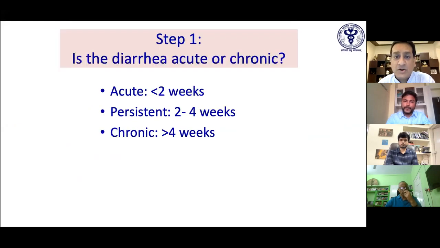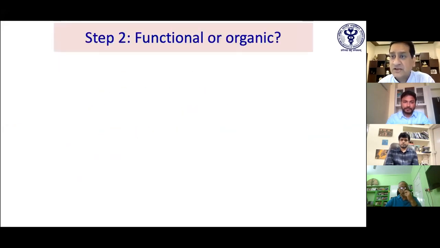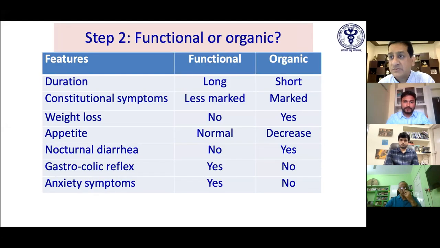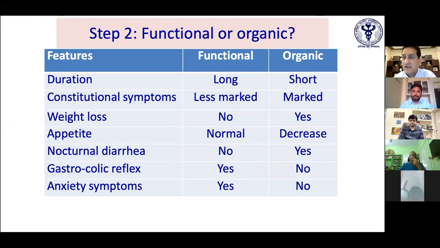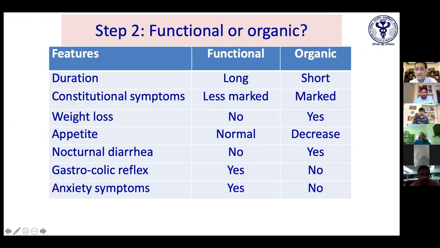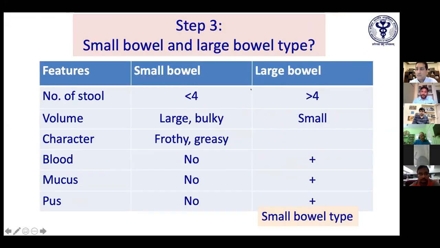I might not like to discuss this with all of you because these are very simple, common things which we have discussed on multiple occasions. How to differentiate functional and organic, I'm sure Samag and Mukesh will discuss in the case discussion. But remember one important point: the enhanced gastrocolic reflex and duration may point towards a functional disease. Similarly, if you look at small intestine and large intestine, one important part to differentiate is the volume and content of stool. Content that is malabsorptive stool is a small intestine disease.